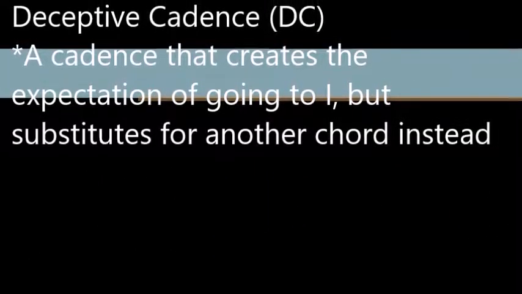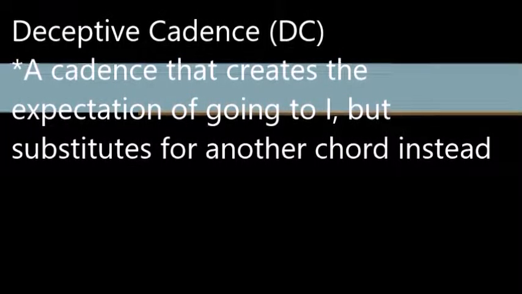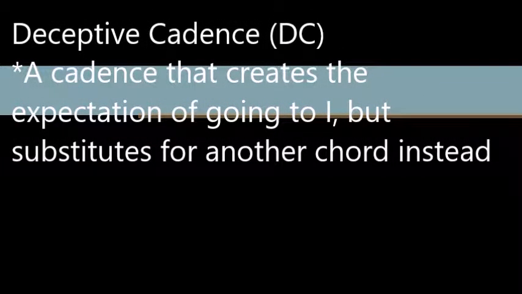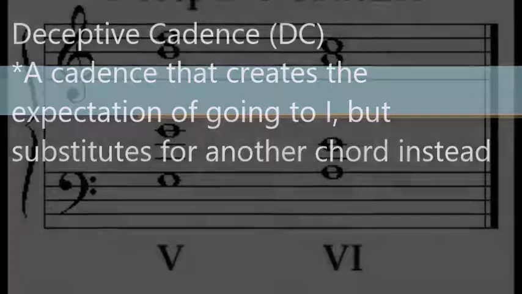Alright, lastly we have the deceptive cadence, or DC. This is a cadence that pretty much has earned its name. It is one that creates the expectations of going to a 1, but substitutes another chord instead. The deceptive cadence sounds just as its name is given, fairly deceptive. Let's hear an example.